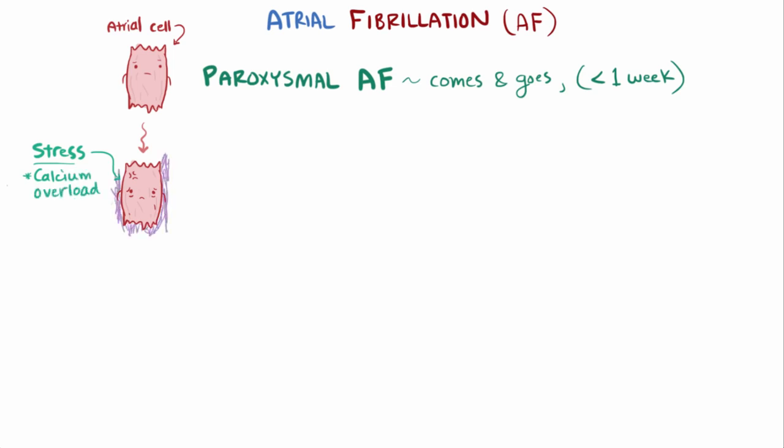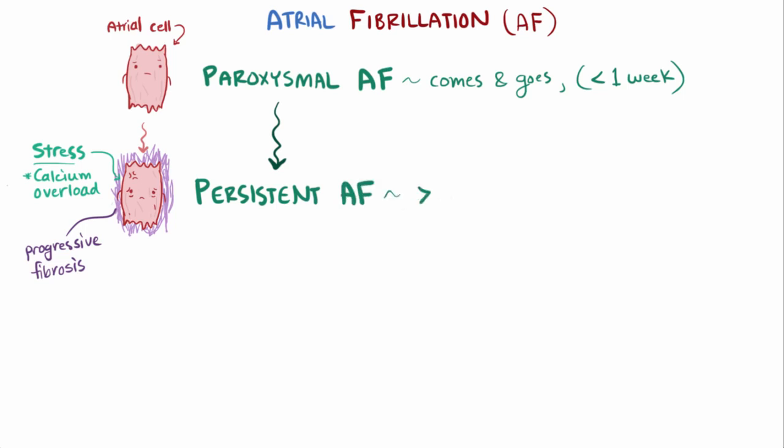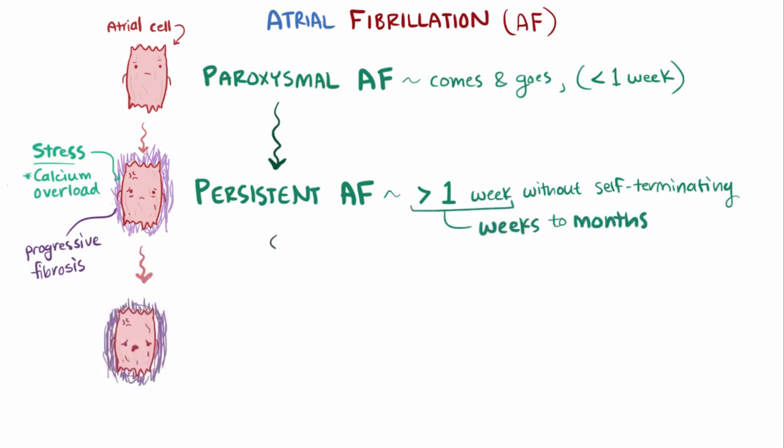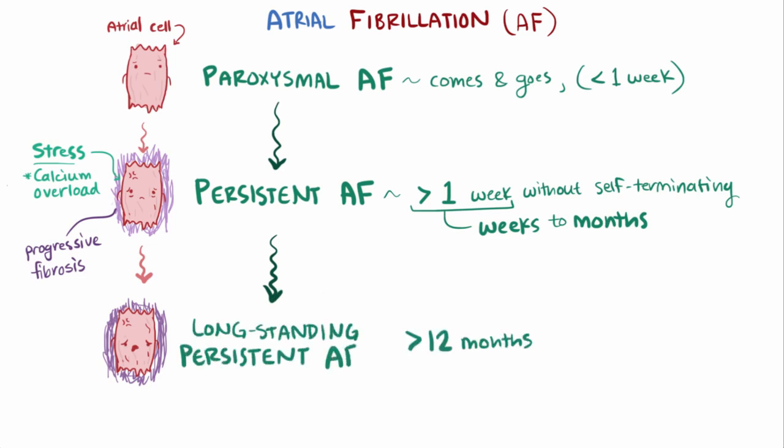Nonetheless, over time, the cells in the atrium seem to undergo progressive fibrosis or scarring from this stress. When this happens, the AF episode isn't able to spontaneously terminate, and patients have persistent AF, defined as lasting more than a week without self-terminating. Persistent AF episodes can last for quite a long time, weeks to months, and when the AF episodes last beyond 12 months, it's known as a long-standing persistent AF.